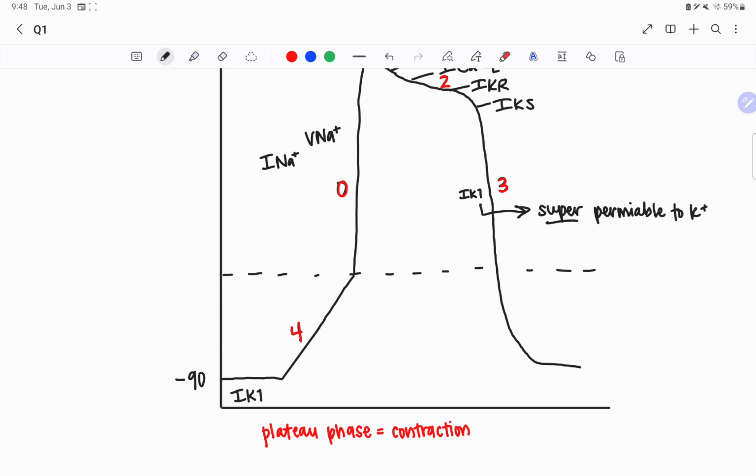So much so that potassium reaches its Nernst RMP, which is -90. So basically, potassium is just constantly leaving the cell. So that's why we don't see any hyperpolarization here. It just gets down to -90 and it just sits there. Kind of cool. So that's our RMP. Because of the IK1, RMP is -90 in the heart.